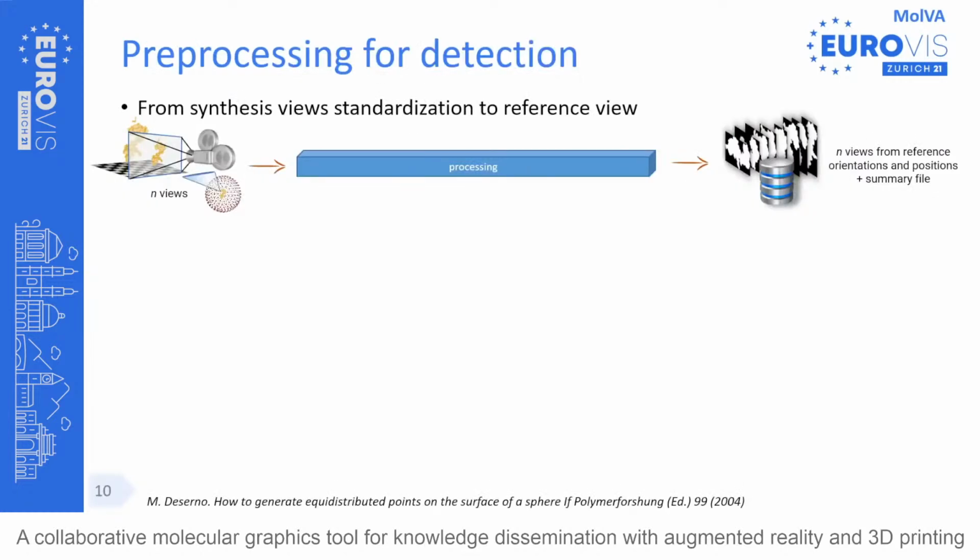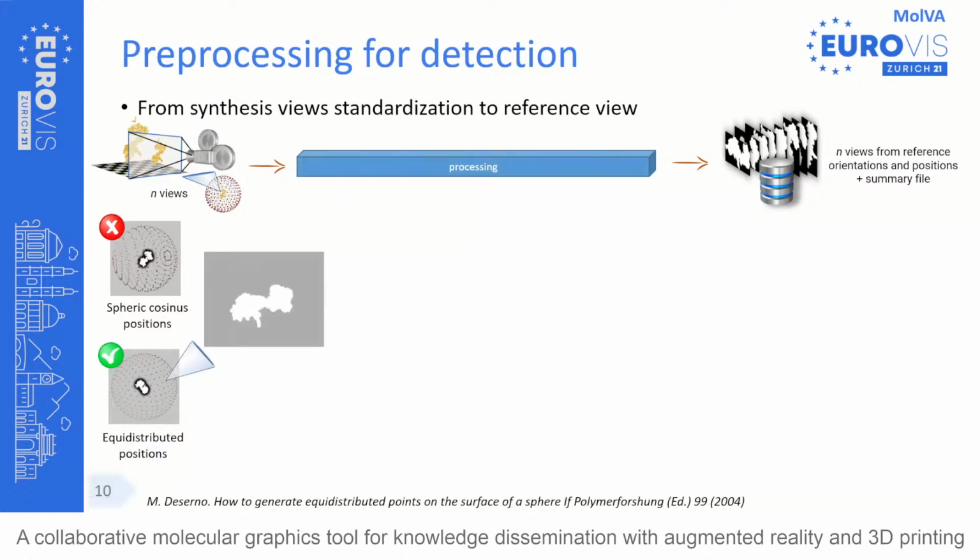The preprocessing step consists of computing relevant features to detect the position and orientation of the object visualized live. For it, we create a database of the in-synthesis views, called reference views, with their features. In order to maximize the quality of detection and limit the number of views, we choose to place all views around the object equidistantly, as described in the demo paper.